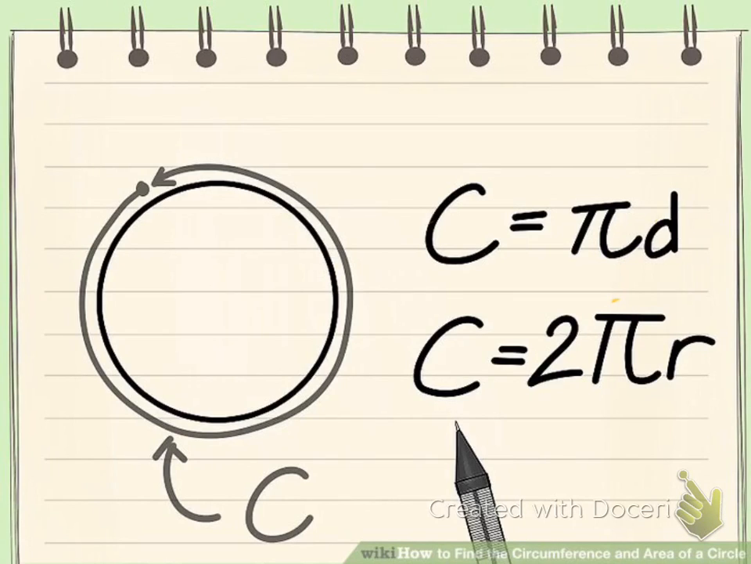Here are the two formulas we are going to use to help us figure out the circumference of a circle. The first one is pi times diameter. Pi is a term that we use, and it's represented by the number 3.14. So our first formula is pi times diameter. Sometimes we're given the radius of a circle, and we can use our second formula, which is circumference equals 2 pi r.